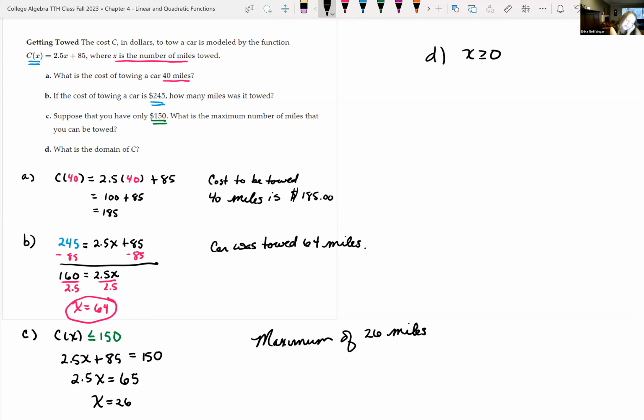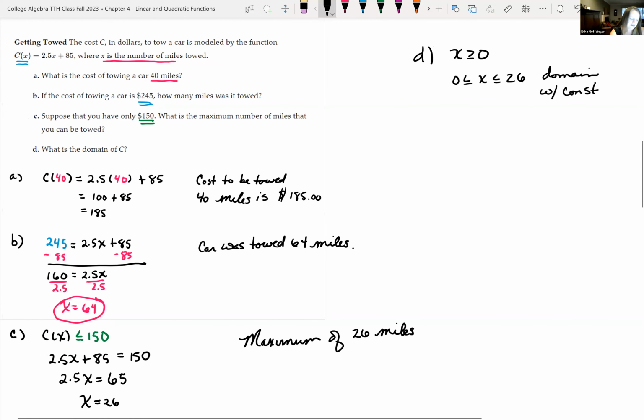If I was looking at the domain with how much money I have and how much I could spend, the number of miles being towed would then be between 0 and 26 miles. So that would be the domain with constraints on the amount of money that we have to spend on getting towed.